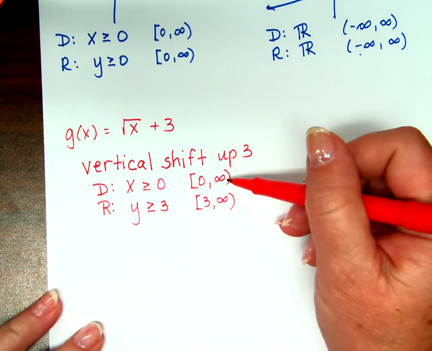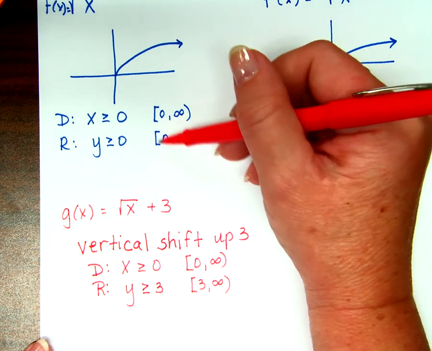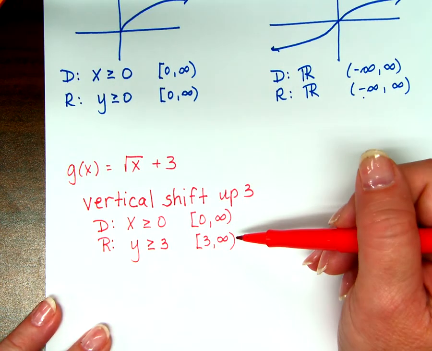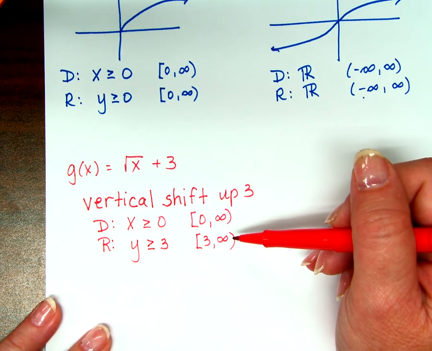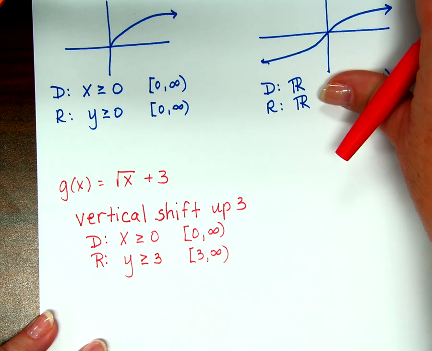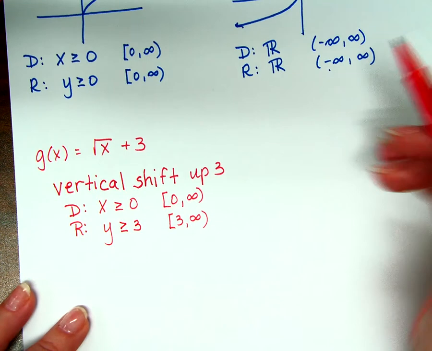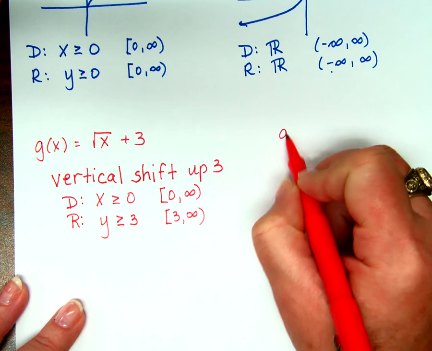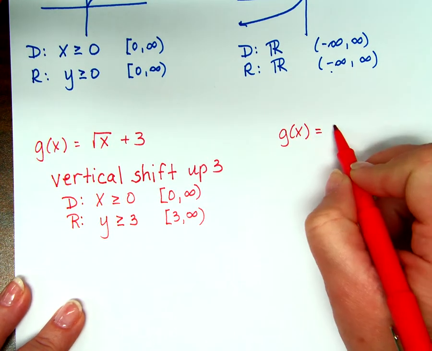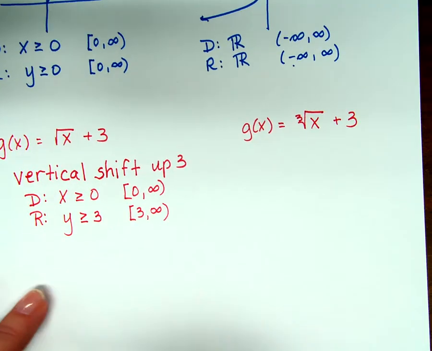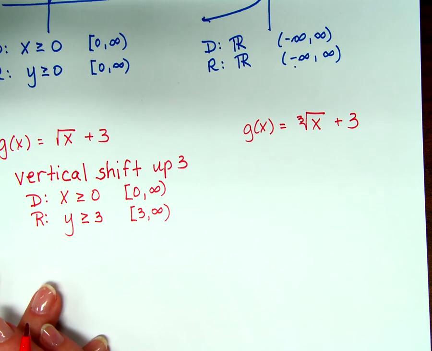So wait, you're telling me, remember how we talked a minute ago how these look exactly the same, right? They don't always have to look exactly the same? Oh, okay, cool. Can I try to trick you? Okay. What about if g of x was the cube root of x plus 3? How does that change compared to its parent?